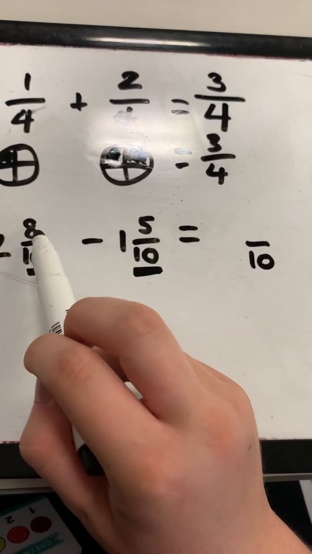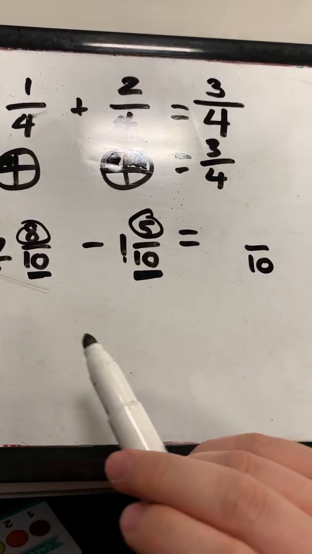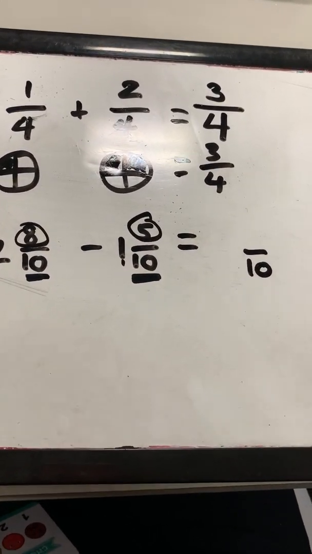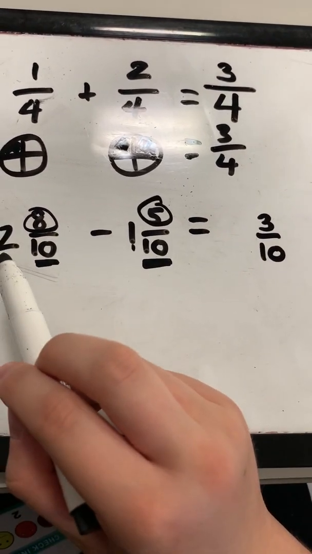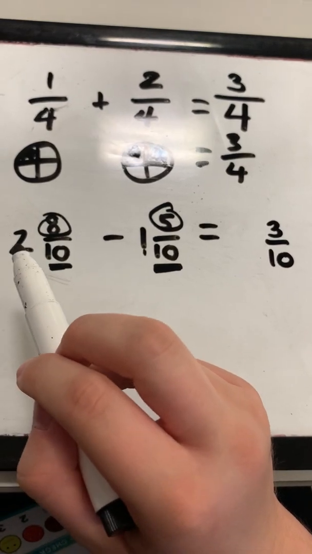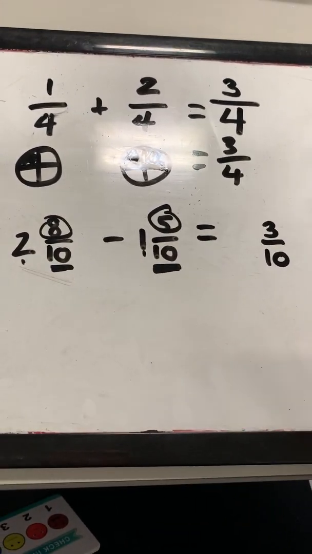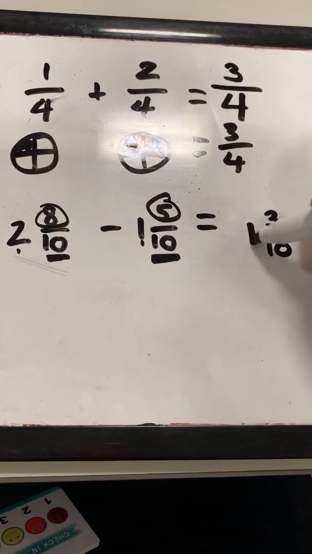What does change is our numerator. So we're going to start with this number here before we do our whole number there. So 8 minus 5 is 3, and then we can also minus, well, we have to minus our whole number. So 2 minus 1 is 1.